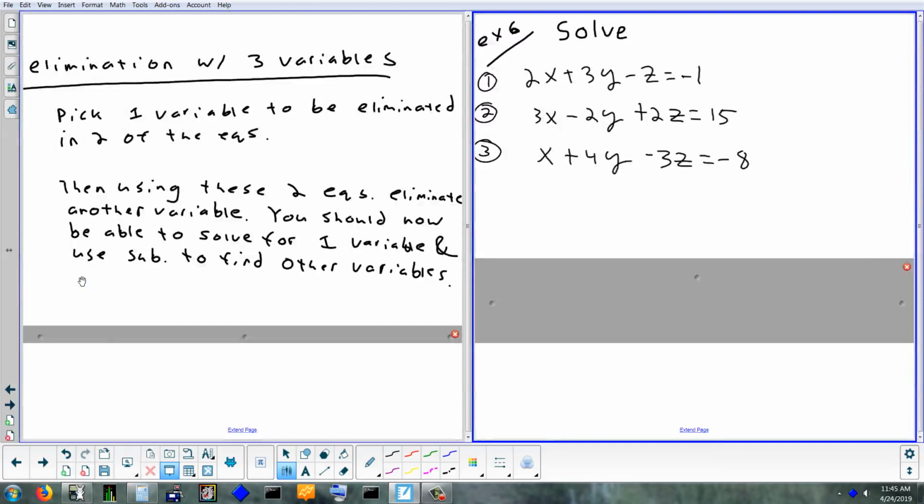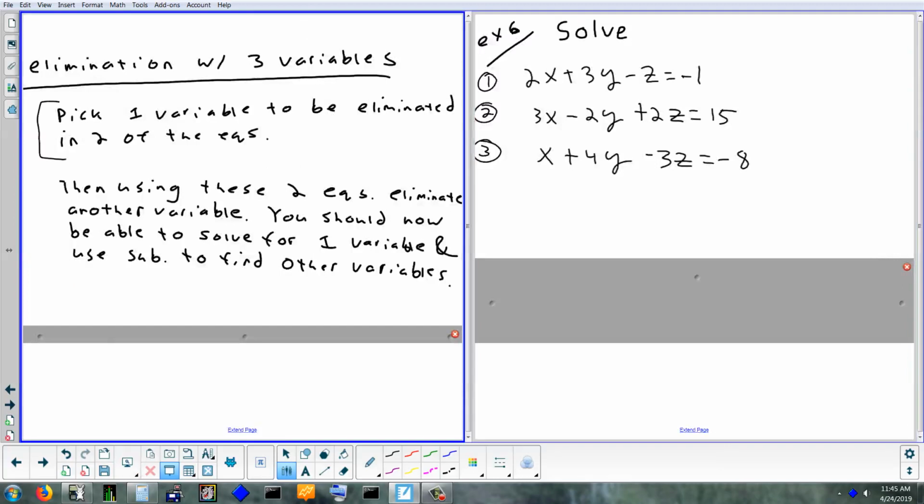And usually, this step you have to do twice. Pick one variable to be eliminated in 2 of the equations. You have to do that once, and then you have to do it a second time. If that's how it works out, I'll just put in parentheses after it, do twice. But I'm pretty sure that's usually what we're going to have to do. And then once you do it twice, you're going to have 2 equations that you can eliminate. So yeah, we're going to put do twice.